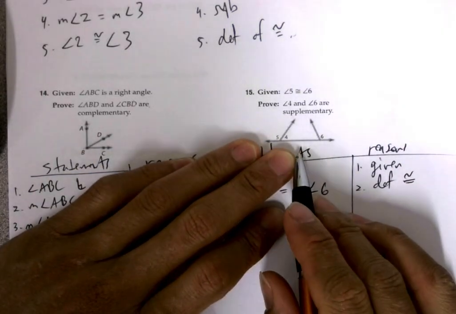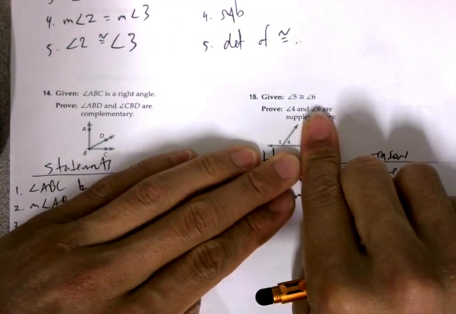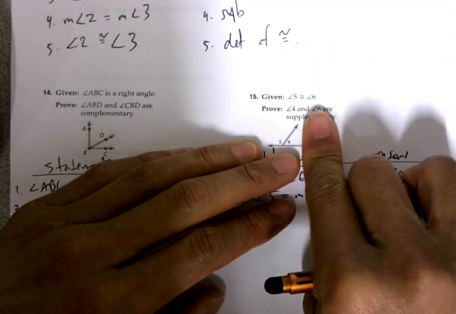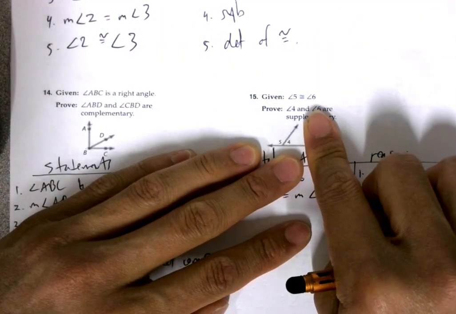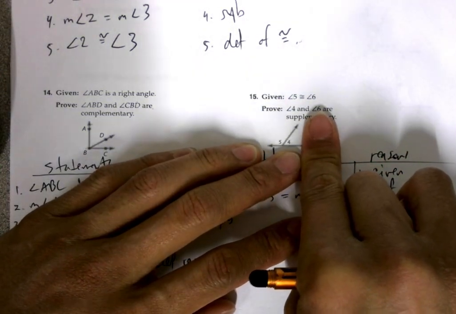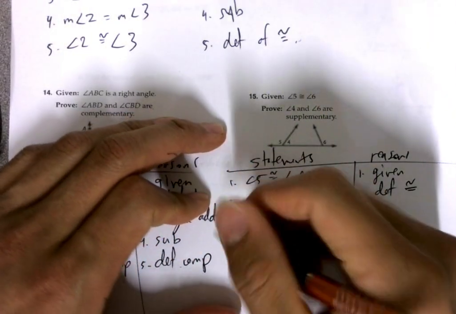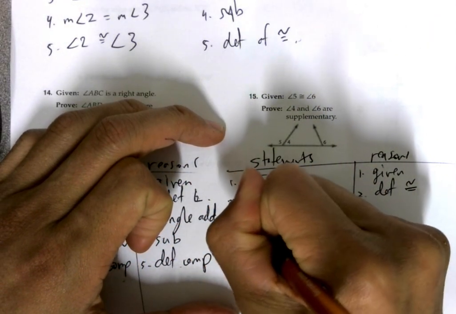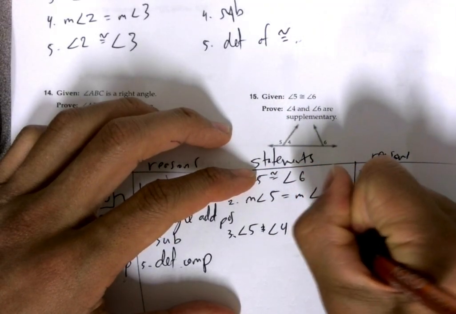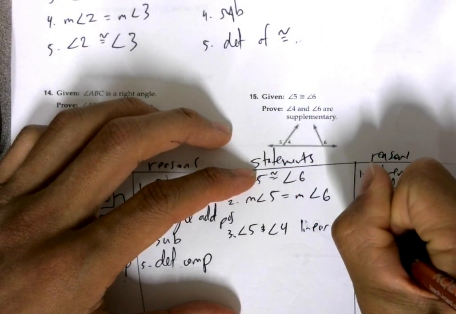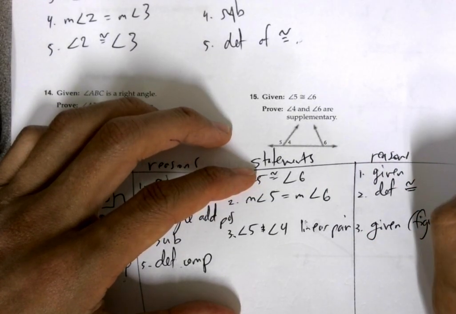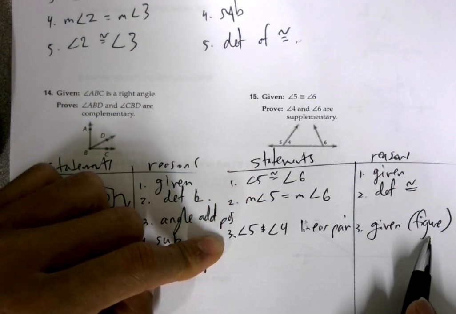Now what do we do? Well, if we look at the figure, you can say that angle 4 and angle 5 are a linear pair, given from the figure. If you see two angles that are adjacent and form a straight line, we can say angle 5 and angle 4 are a linear pair. And that's given from the figure.